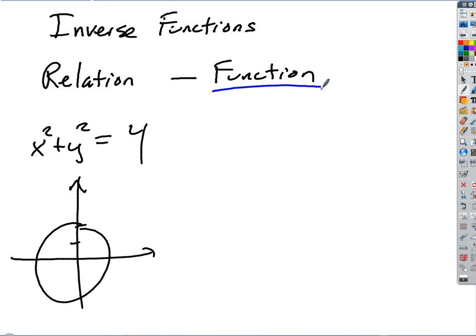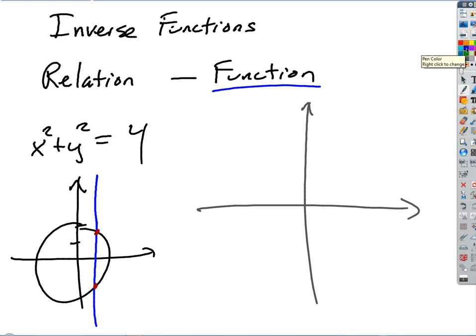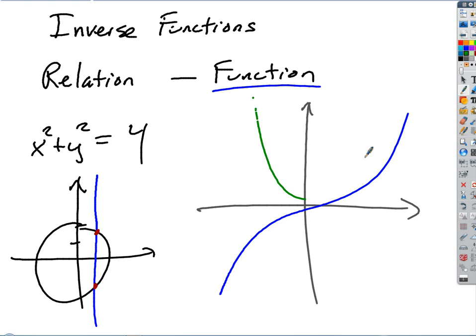Okay. So let's look at a couple examples of functions then. Is that a function? No, that is not a function. Good, because this violates the vertical line test by having multiple intersections, right? So let's draw a green one and a blue one. Here's a function, right? Those are both functions, correct? Okay, good.